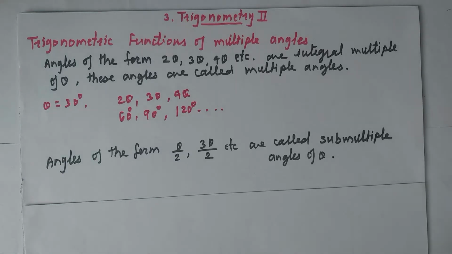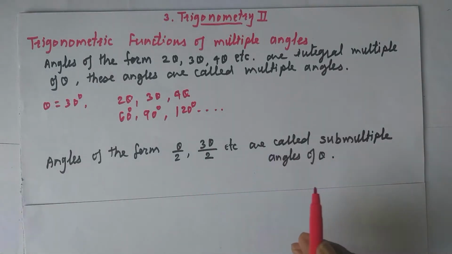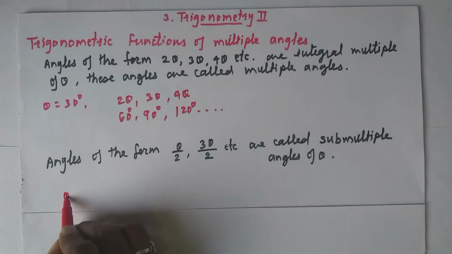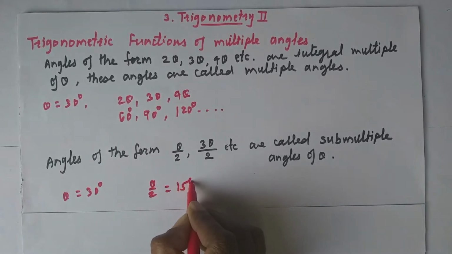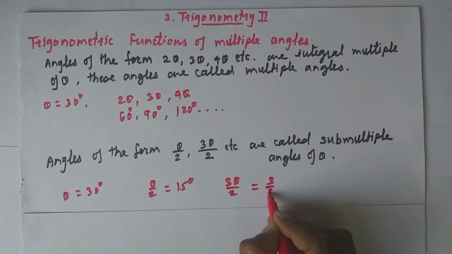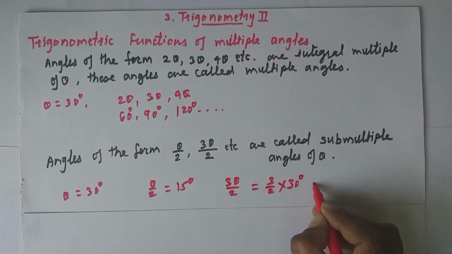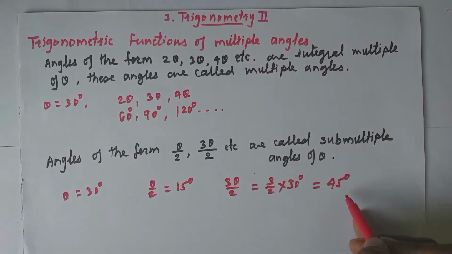And angles of the form theta by 2, 3 theta by 2, etc. are called submultiples of theta. Suppose theta is 30 degrees, then what is theta by 2? Theta by 2 means 15 degrees. 3 theta by 2 means what? This is 3 by 2 times 30, which means 45 degrees. If theta is 30 degrees, then 15 and 45 degrees are called submultiple angles of theta.